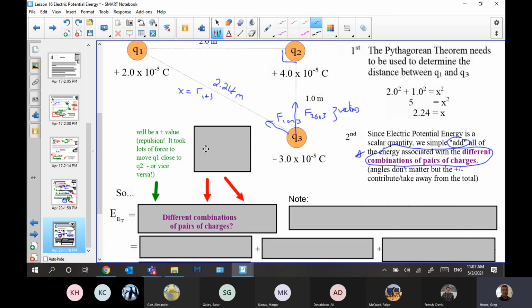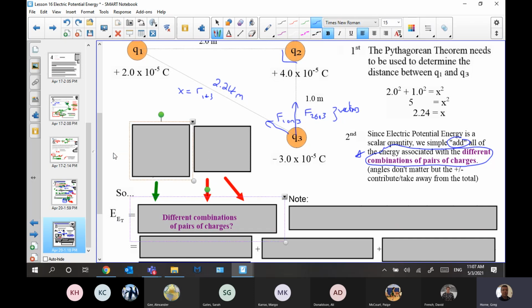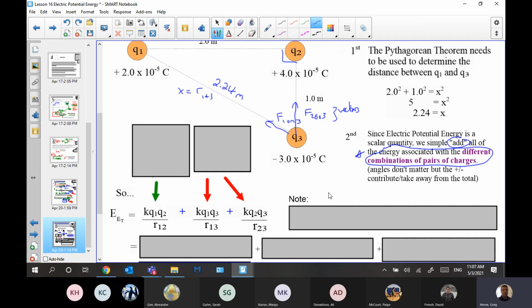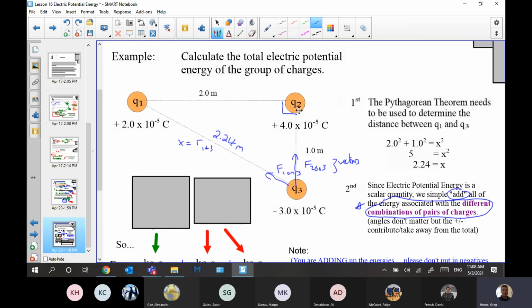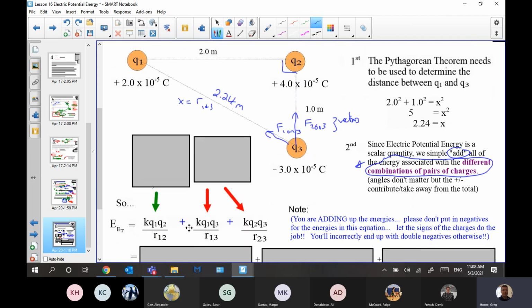So how that looks here then is what? Let's go actually this way. So the different combinations of pairs of charges, of course, we're going to have 1 and 2, 1 and 3, and then 2 and 3. Okay, you're adding up the energies. I have blue add signs there on purpose. You're adding up energies. Please don't put negatives in. Don't look at it as like, ooh, this one's going to be a negative energy, so I'm going to put it in as a minus. No, let the charges determine that for you.